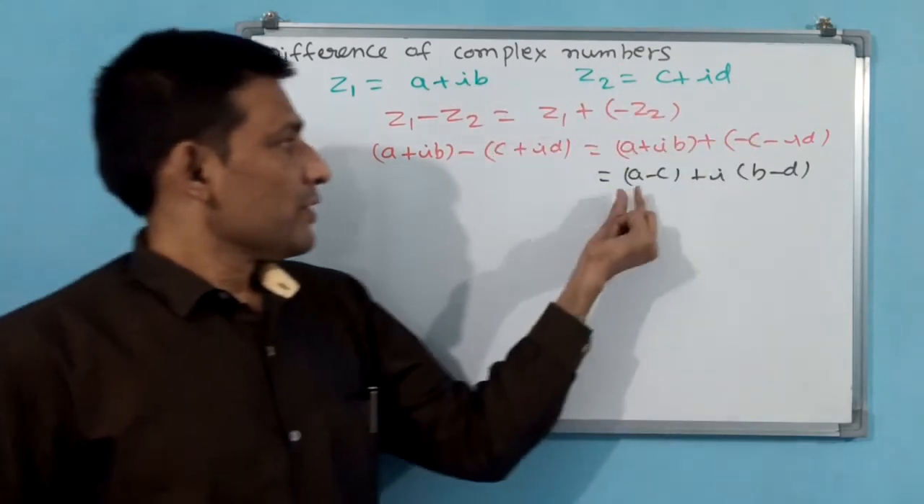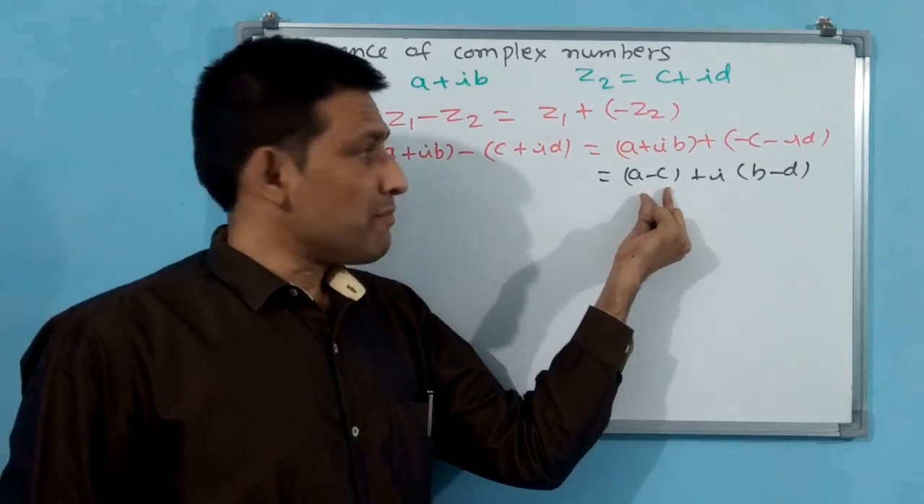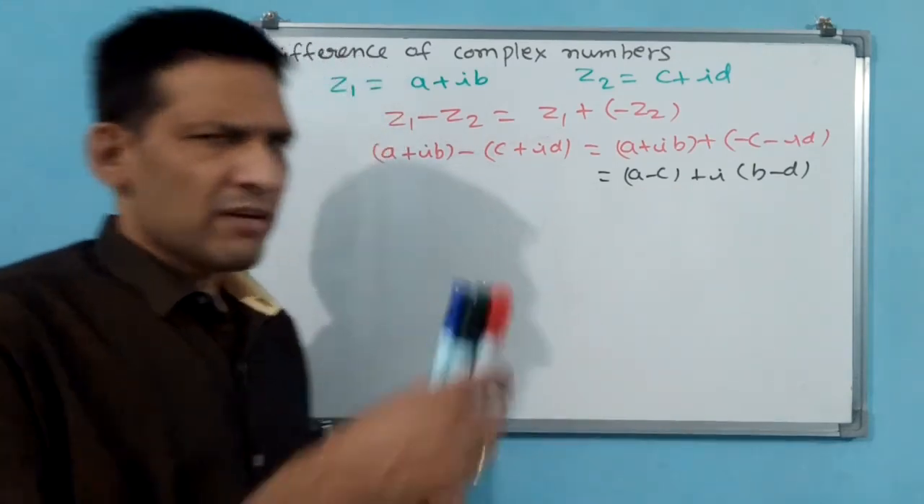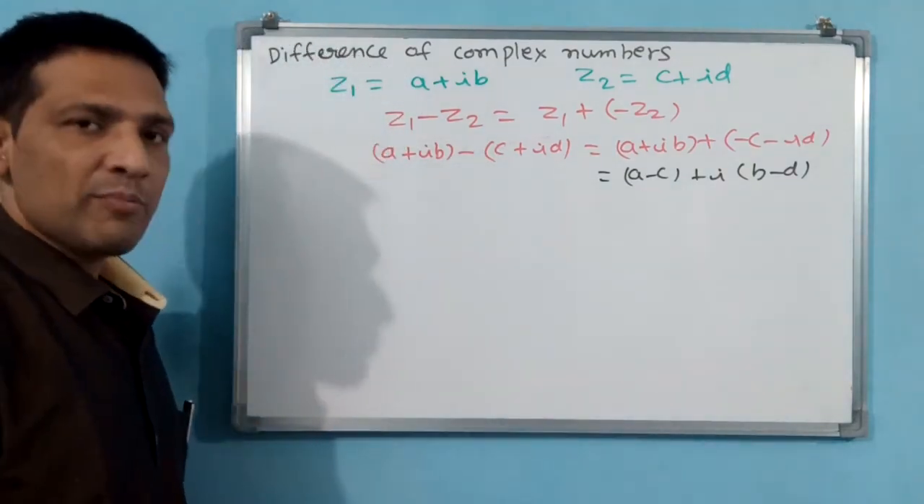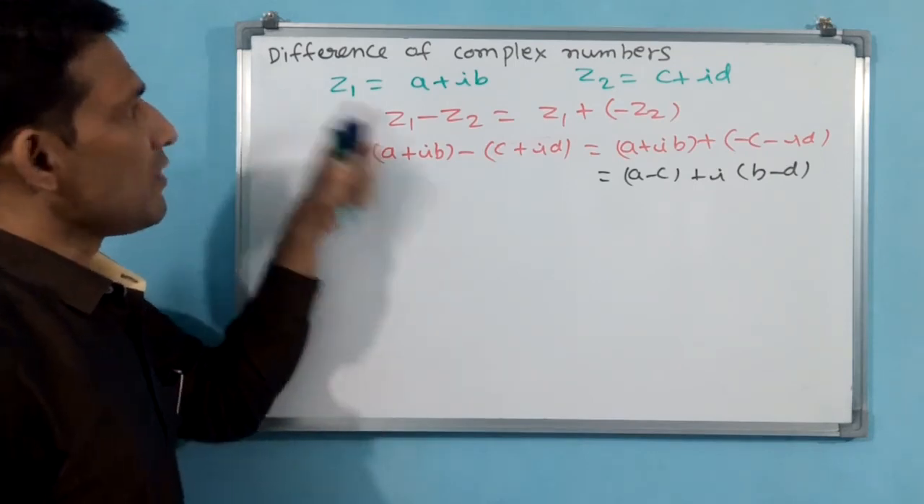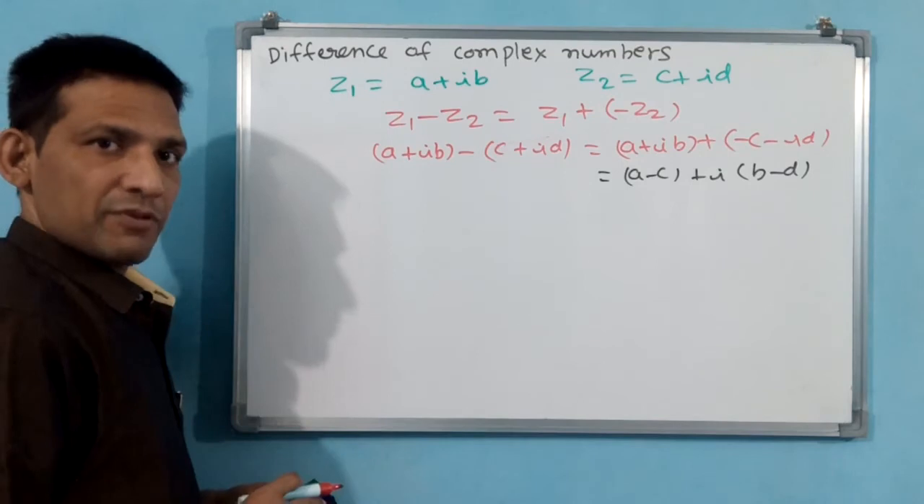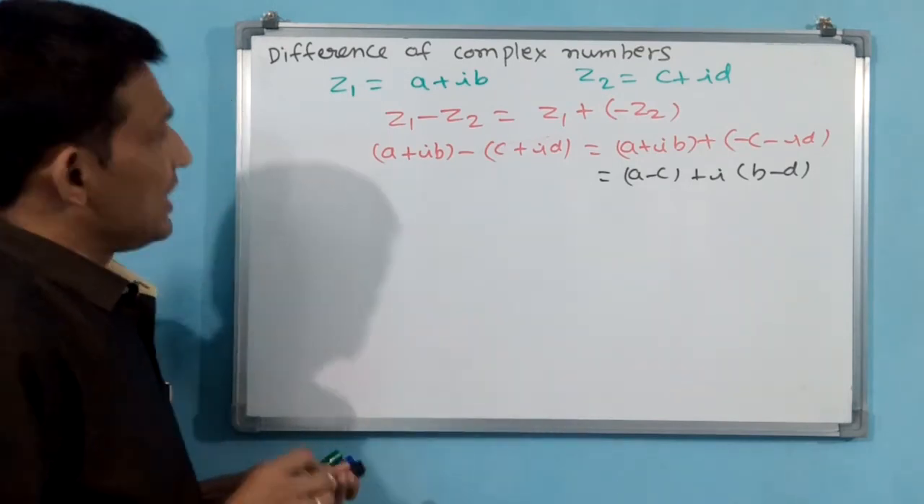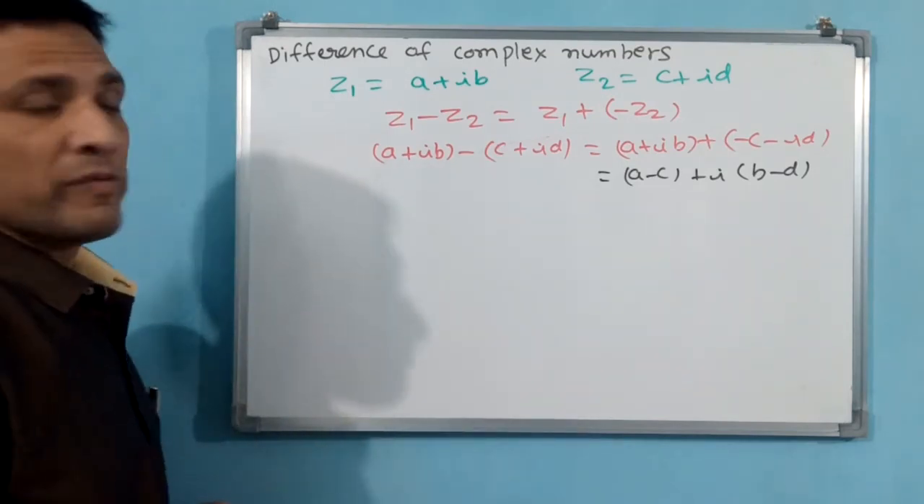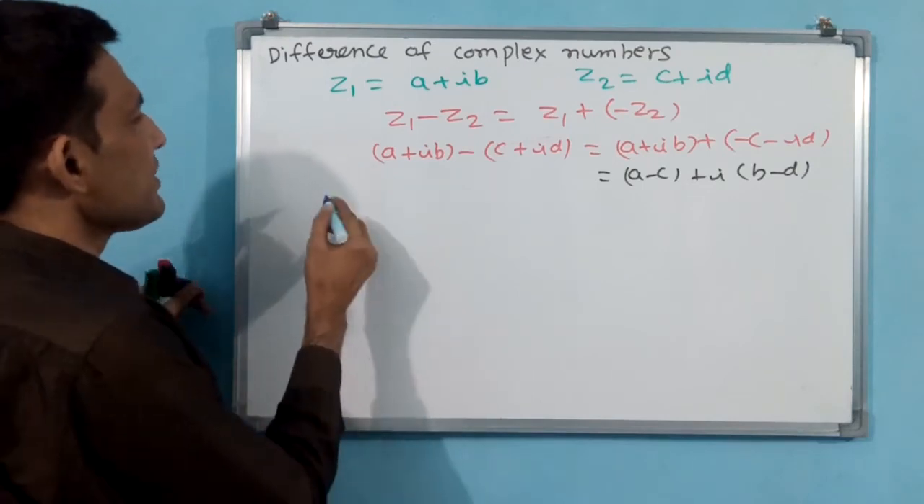If this comes as a negative number, then finally you write a negative number. We take one example. Why? Because with the example only you come to know how to find the difference of complex numbers. This is the procedure with standard notation. Let us do it with one example also. I will take an example like this.